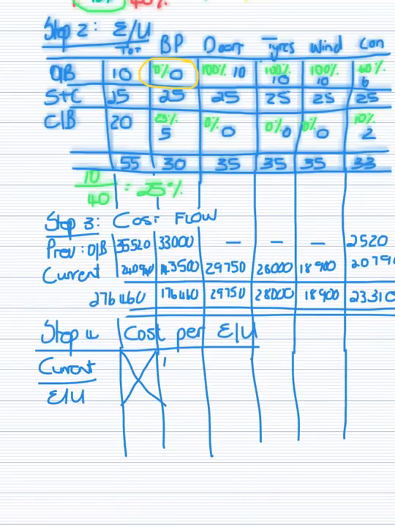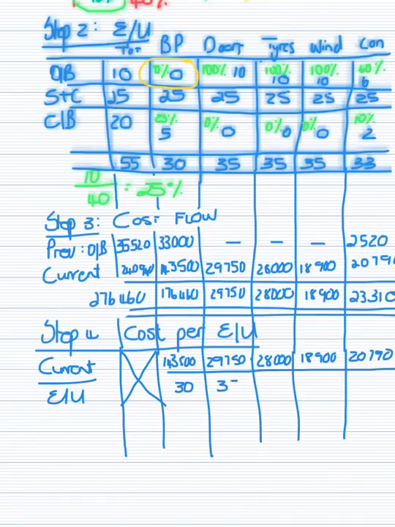We take the cost: 143,500, 29,750, 28,000, 18,900, and 20,790. That is our costs. We go to step 2 and we get the totals, which is 30 cars, 35 cars, 35, 35, and 33.